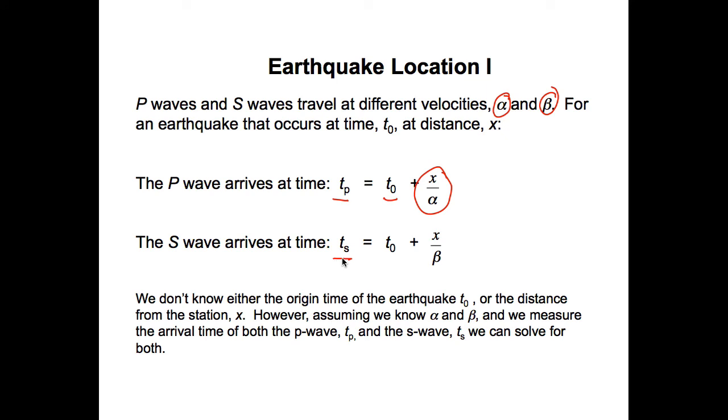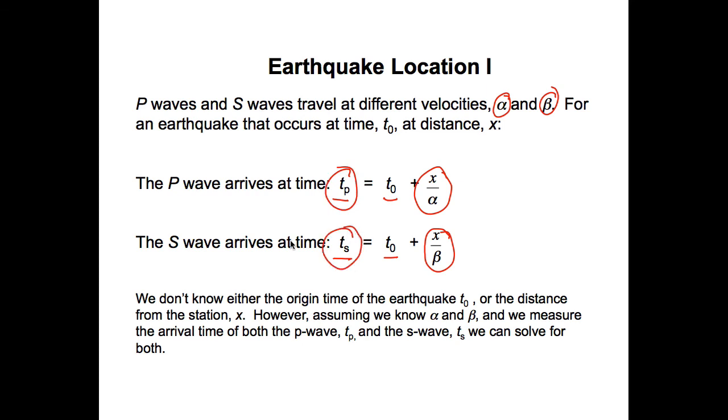Similarly, the time that the S wave arrives, now it will arrive later. It's the secondary wave. It travels at a slower speed. So it will also arrive at a time given by the origin time of the earthquake plus the time it takes for the wave to propagate, and that is the distance divided by the speed at which the S wave propagates.